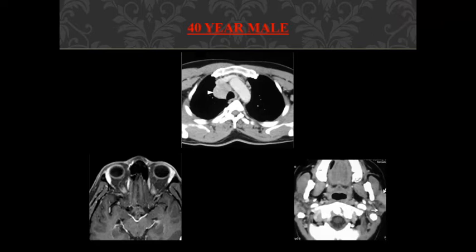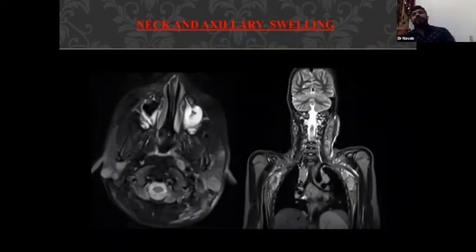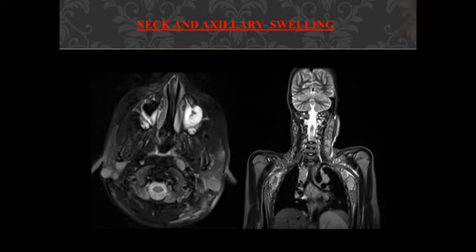Sarcoidosis. Okay. Next case. This is the same patient. You can see that bilateral parotid glands show multiple lesions, right? And you can also see some nodes in the cervical, mediastinal and axillary region. So this is a case of lymphoma.